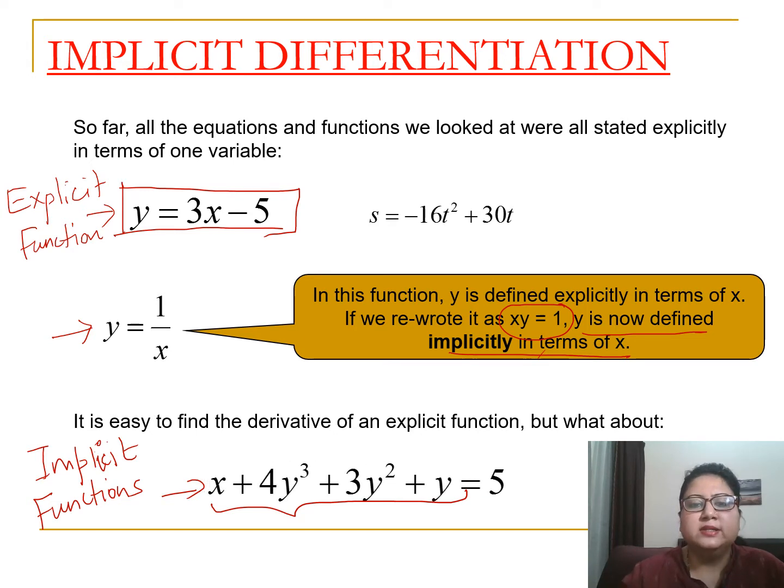Now, it is quite easy to take the derivative of an explicit function. So in this lesson, we are going to be focusing on implicit functions and how we are going to differentiate them. Let's begin with this example: x plus 4y cubed plus 3y squared plus y equals 5. Looking at the function, I'm sure all of you are able to understand that this is an example of an implicit function, as both x and y are together, and one is not expressed clearly in terms of the other. That's why it is an implicit function.